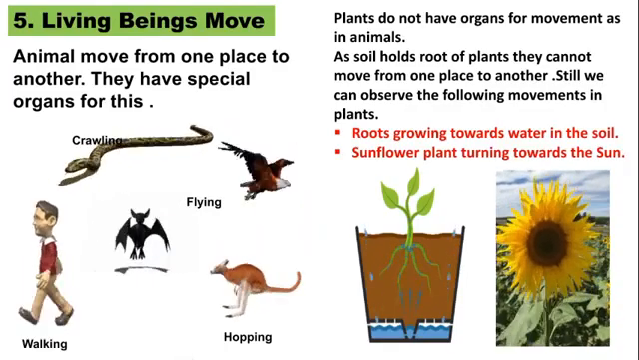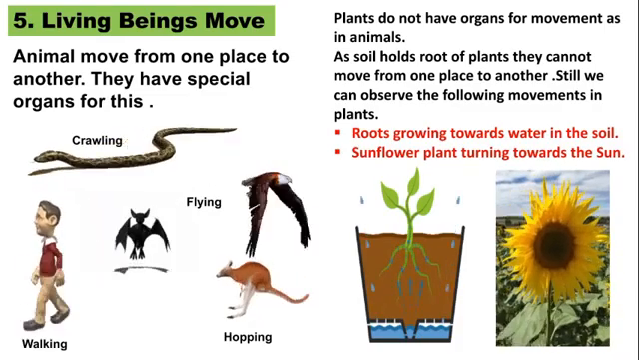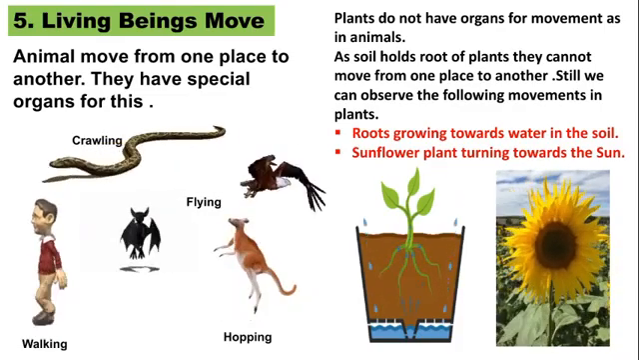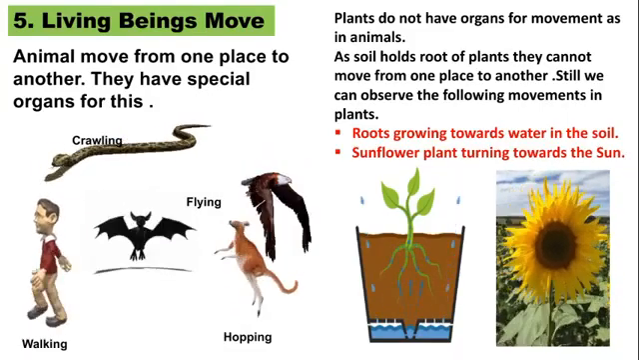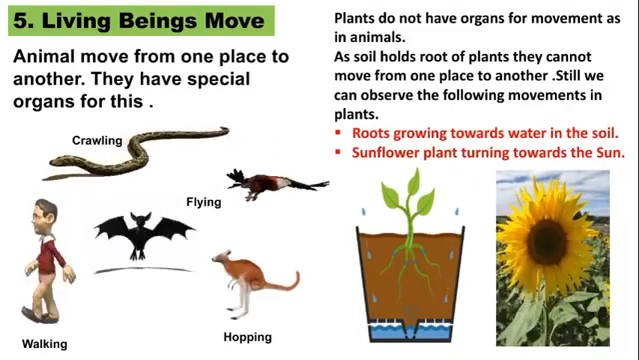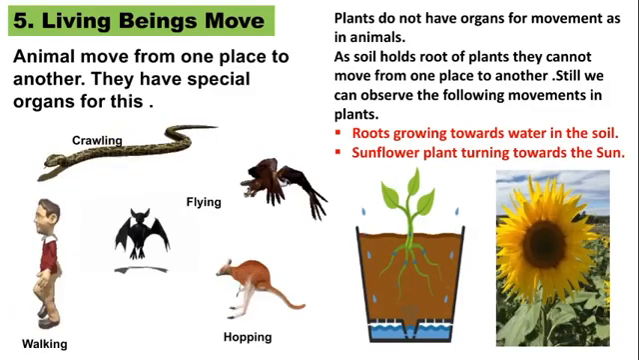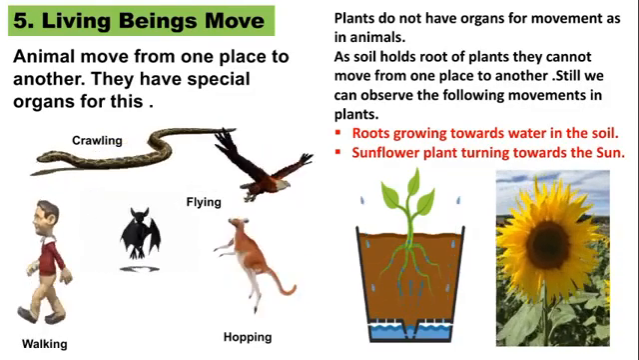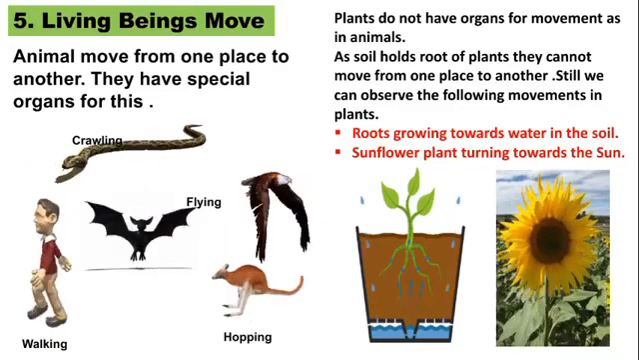In the example, you can see that a snake is crawling. It's moving, but we can say a snake will crawl. Why? Because the snake doesn't have legs, isn't it? Yes, with the help of muscles and scales it will crawl. Like man, human beings can walk on their legs.